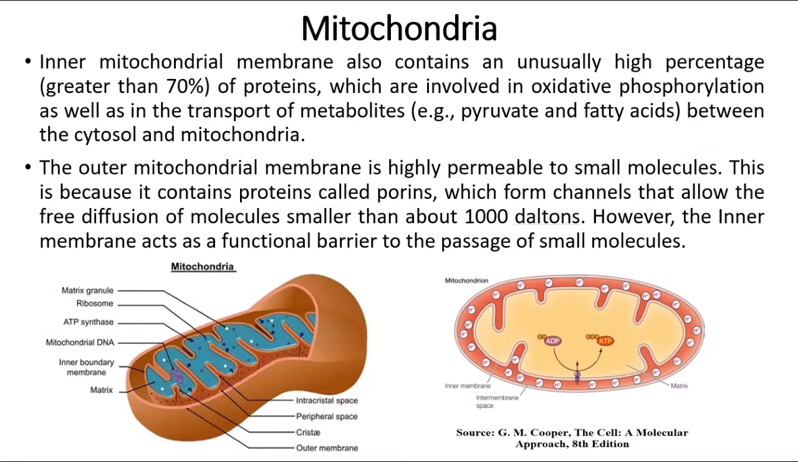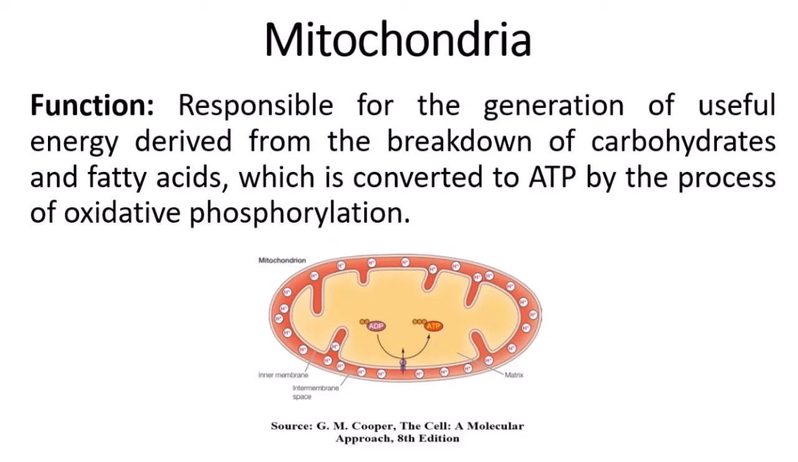Because of the presence of porin proteins, the outer mitochondrial membrane is highly permeable to small molecules of about 1000 Daltons. However, the inner membrane acts as a functional barrier to the passage of small molecules. The main function of mitochondria is the generation of useful energy derived from the breakdown of carbohydrates and fatty acids, which is converted to ATP by the process of oxidative phosphorylation. This is all about mitochondria.